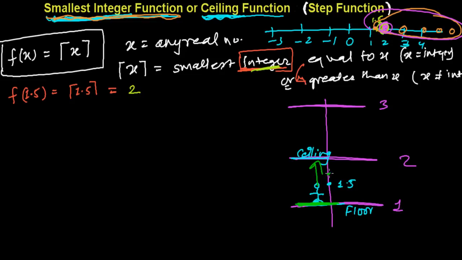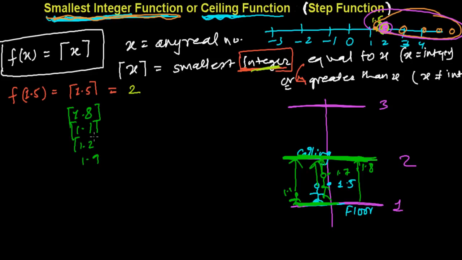If my height is 1.7, if I'm taller, then my ceiling will still be this. If I'm 1.8, it will also be this one. Even if my height is 1.1, my ceiling will be the same, 2. So ceiling means where our head is going to strike if we jump. So if we have 1.8 or 1.1 or 1.2 or 1.9, for all those numbers our ceiling is common, and that's 2. That's why we call it the ceiling function.